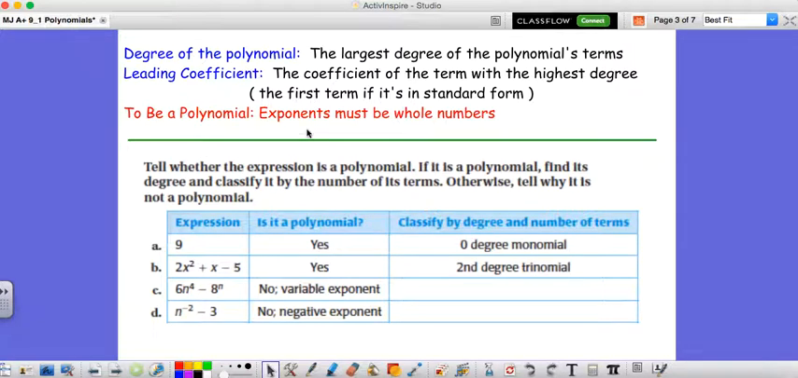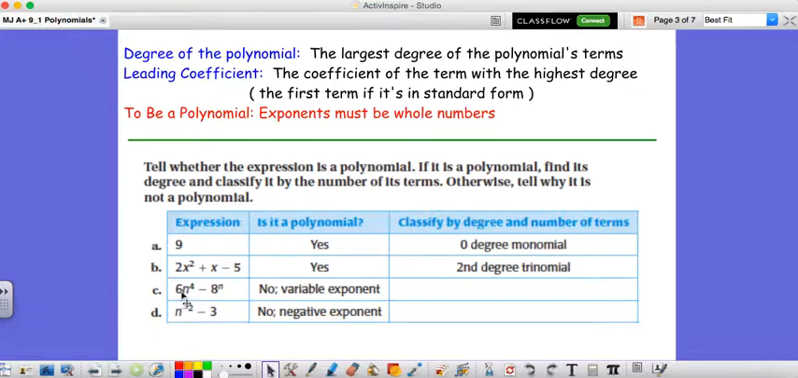There's also a note here: to be a polynomial, exponents all have to be whole numbers. You can't have negative exponents, or exponents that are fractions. So looking down at this table, if you are told the expression is 9, that is technically a polynomial. It's a monomial, a 0-degree monomial, in fact. 2x squared plus x minus 5, yep, that's a polynomial. It's a second-degree trinomial. See, the degree is 2, there are 3 terms, so it's a trinomial.